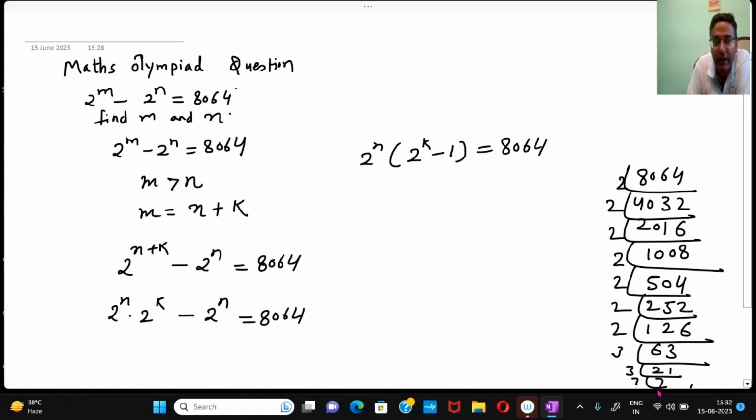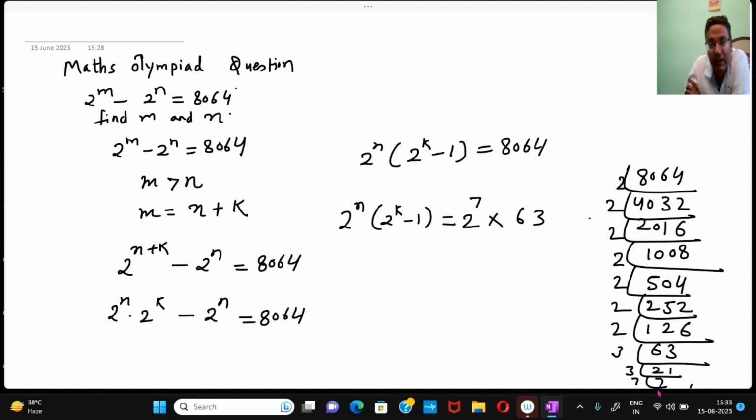Now we can write it as 2 raised to power n into (2 raised to power k minus 1), and we can write 8064 as 2 raised to power 7, counting 1, 2, 3, 4, 5, 6, 7 twos, into 3 raised to power 2 and 7, which is 63. Now we can compare 2 raised to power n with 2 raised to power 7. Now n is equal to 7.